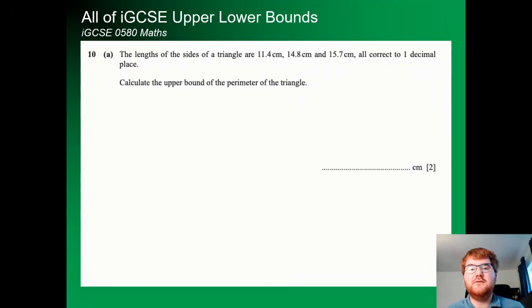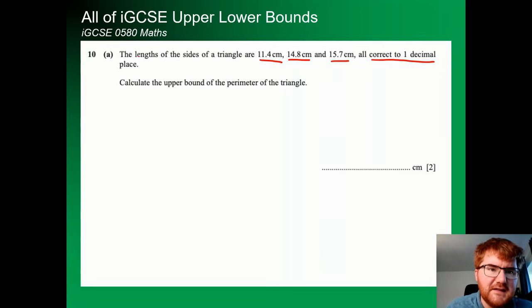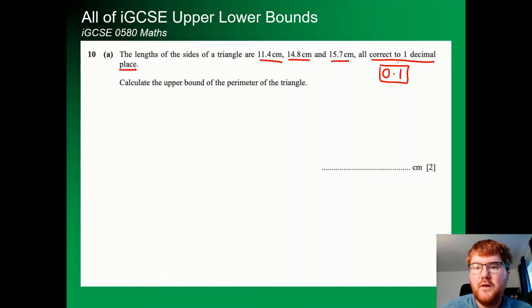Right, on to our next question, a bit more of a straightforward question here. So the lengths of the sides of a triangle are 11.4, 14.8, 15.7. Again, this time correct to one decimal place. So that's important to realize. So that means we're going to be considering 0.1 because we want that one decimal place here. And we want the upper bound of the perimeter of the triangle.